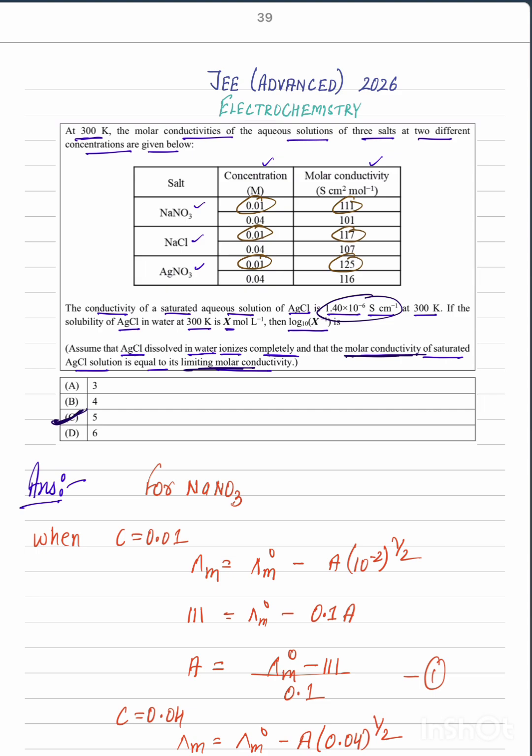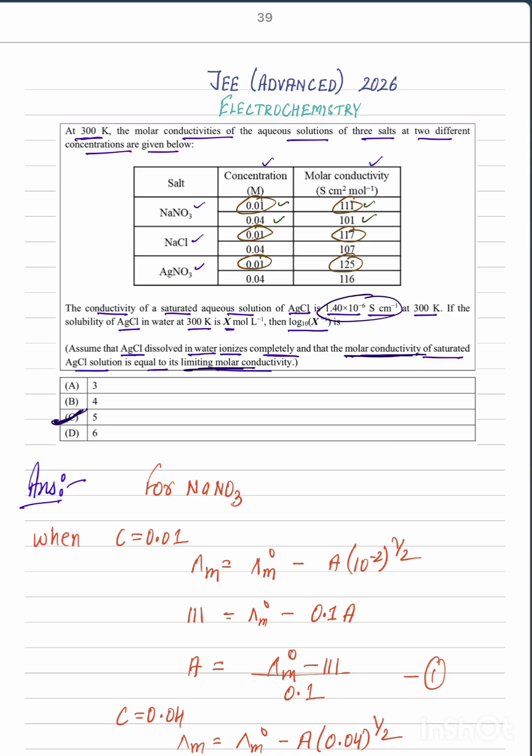If you see here, three types of salts are given: NaNO3, NaCl, and AgNO3. And these salts have different concentrations. At different concentrations, the molar conductivities are given. Two types of concentrations are given: 0.01 and 0.04.